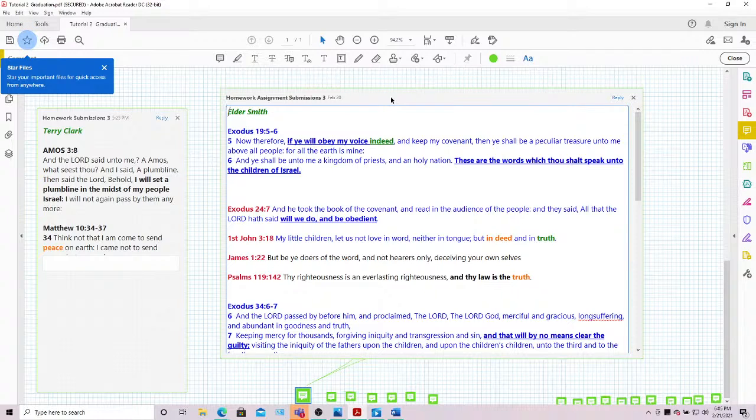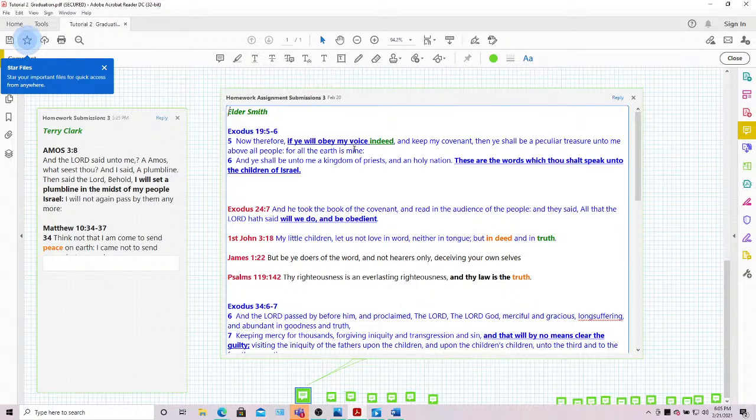So now, therefore, if you will obey my voice indeed and keep my covenant, then ye shall be a peculiar treasure unto me above all people, for all the earth is mine. And you shall be unto me a kingdom of priests and a holy nation. These are the words which thou shalt speak unto the children of Israel. So we got a plumb line right in Exodus chapter 19, verse 5.